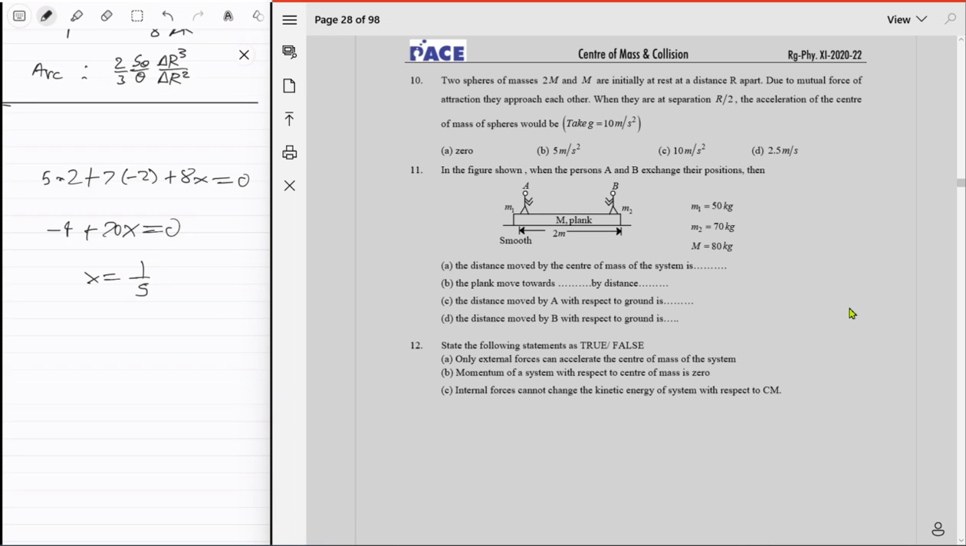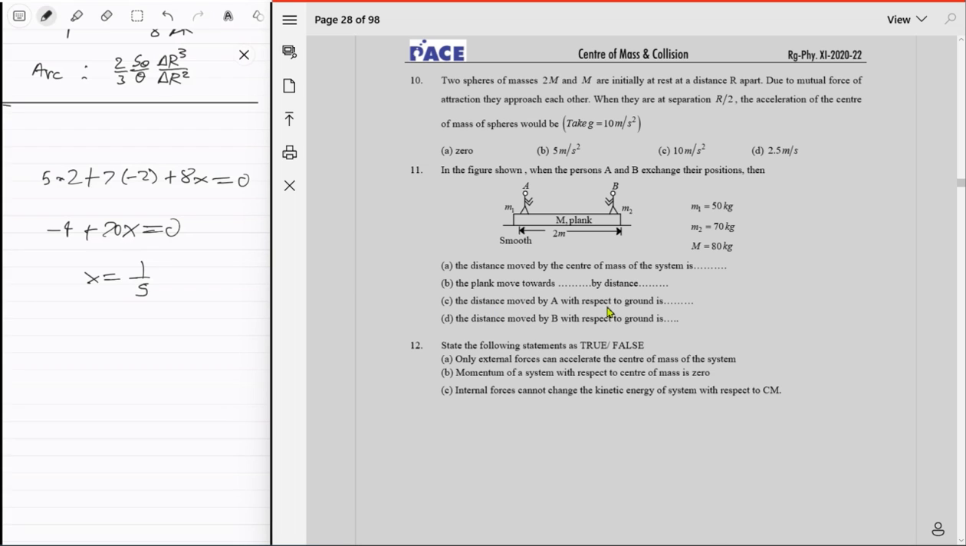Fine. It can't be a big deal, right? Yeah, I guess it's not a big deal. Okay, so in that case, your plank actually moved by 1 upon 5 meters, which is 20 centimeters. So 20 centimeters towards the right, which was positive. That's the distance moved, the position change with respect to the plank.